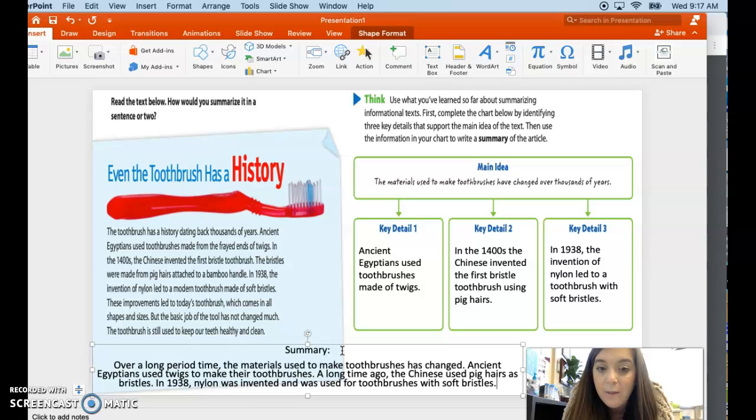Over a long period of time, the materials used to make toothbrushes have changed. Ancient Egyptians used twigs to make their toothbrushes. A long time ago, the Chinese used pig hairs as bristles. In 1938, nylon was invented and was used for toothbrushes with soft bristles. So you can see we just used the information in our main idea and key detail chart. We've just shared what's most important. So we can see that the main idea and key details helped us create our summary. The main idea was our first sentence, and then we used each key detail to give important facts.